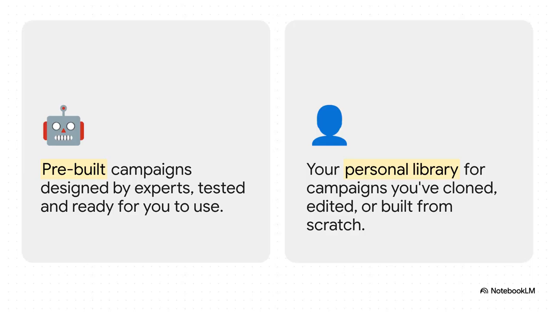So inside BoldTrail, you're going to see two main areas for campaigns. First, you have system campaigns. Think of these as the pre-built, ready-to-go templates made by the experts. They're awesome. Then you have My Campaigns. That's your personal library. It's where you can tweak, customize, or build your own from scratch. But for now, to get started, we're going to hang out in the system library. It's the perfect place to begin.